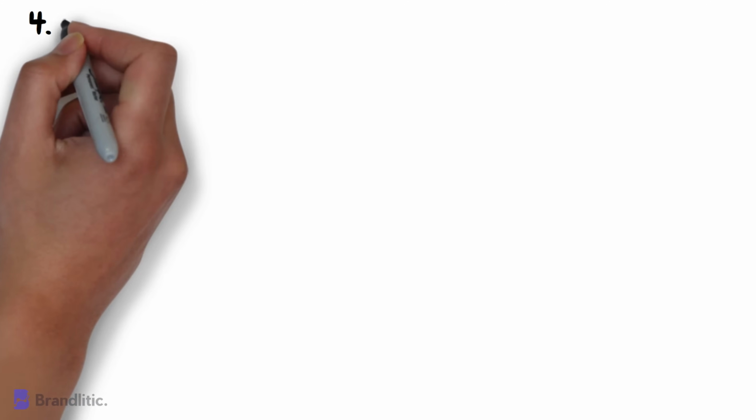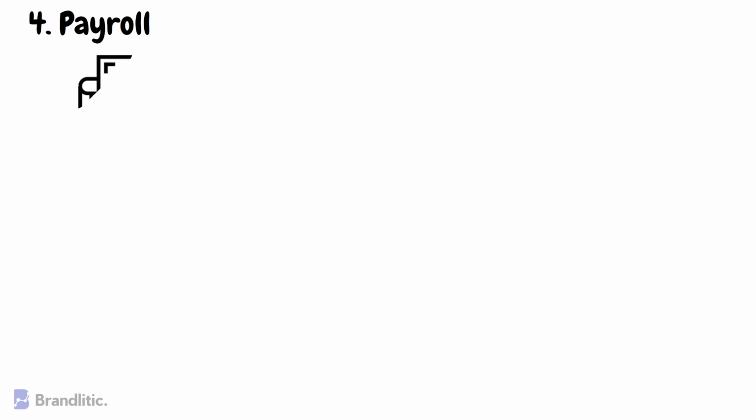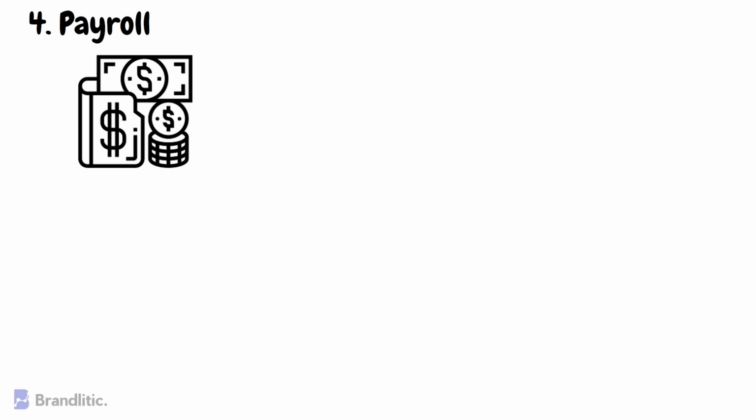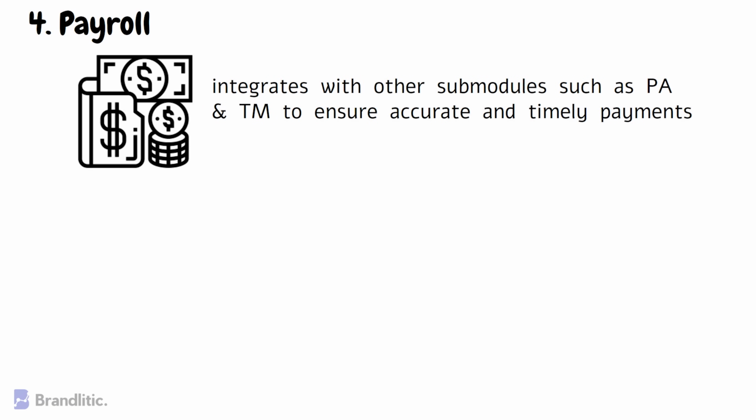Next, number 4. Payroll. It is used to manage employee compensation including salary, benefits, and deductions. The Payroll submodule of SAP HCM integrates with other submodules such as PA and TM to ensure accurate and timely payment.